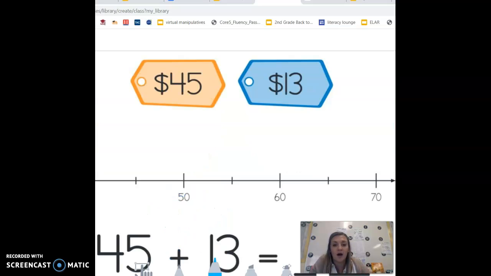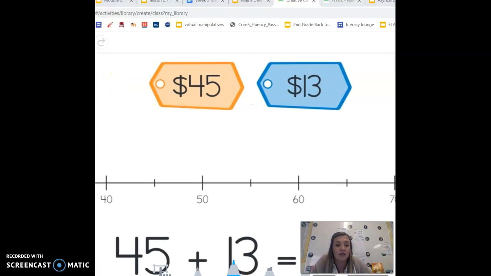So I want to think about which number I want to start with. Well, when we talked about hundreds charts, we talked about starting with the bigger number because it creates less work. So I want to start with 45 because 45 is my greater number. I know that 45 comes between 40 and 50. In fact, it's the halfway mark of 40 and 50. So I'm going to put 45 on my halfway mark.